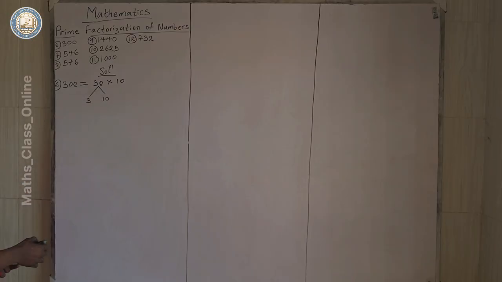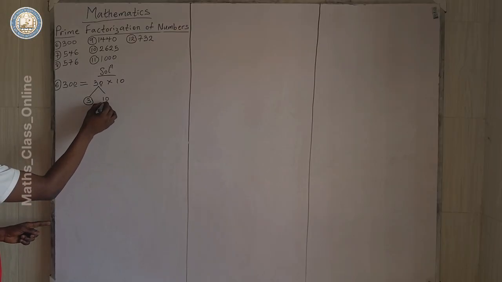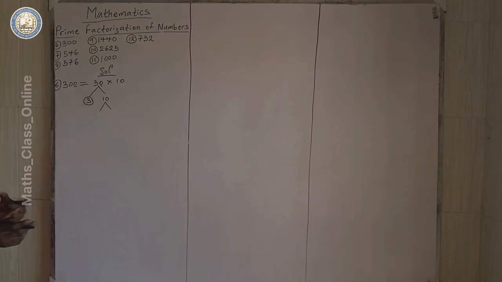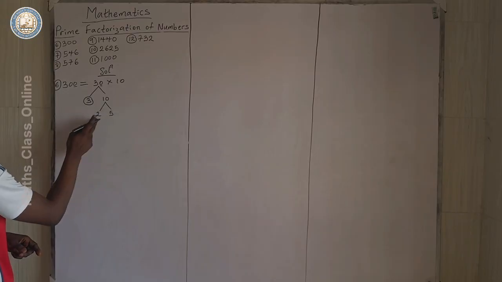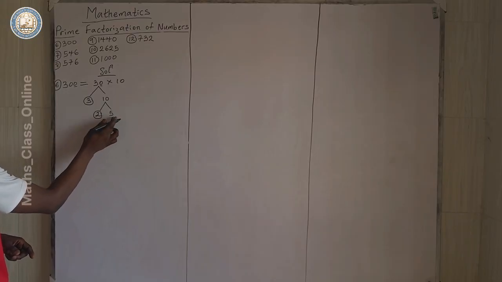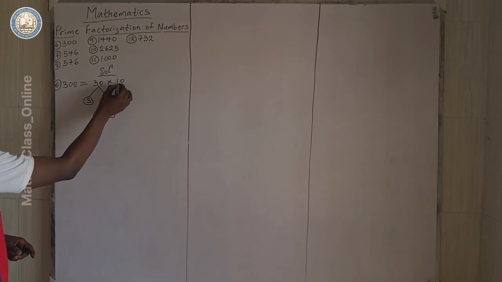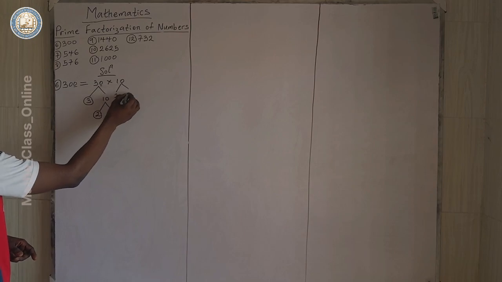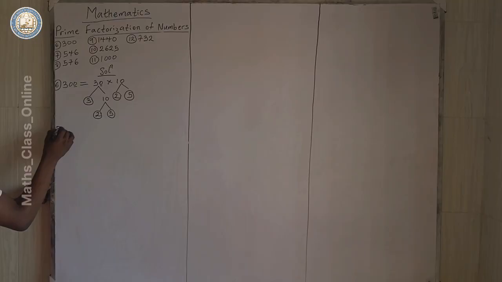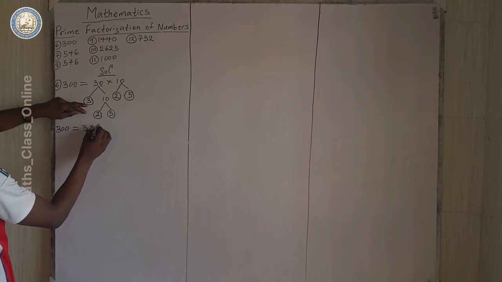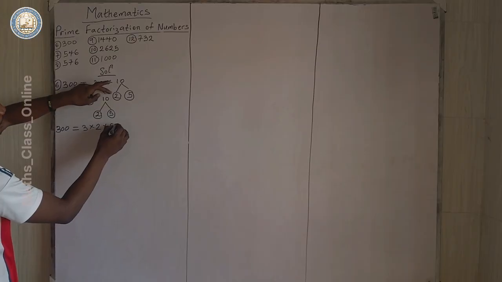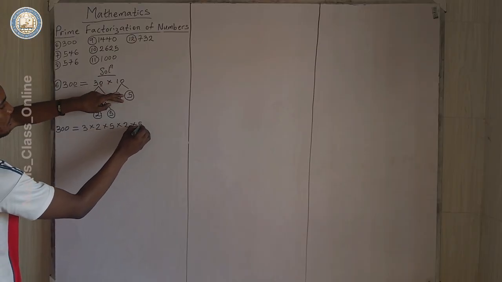3 times 10. Is 3 a prime number? Yes. Is 10 a prime number? No. The two numbers that we multiply to get 10 is what? 2 and 5. Is 2 a prime number? Yes. Is 5 a prime number? Yes. These two will give us 2 and 5. So we have 300, 3 times 2 times 5 times 2 times 5.